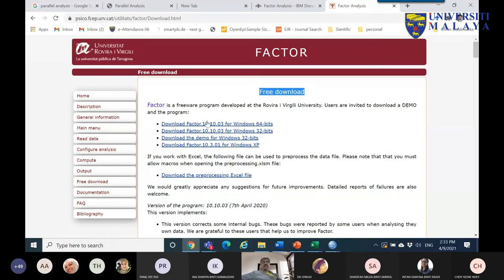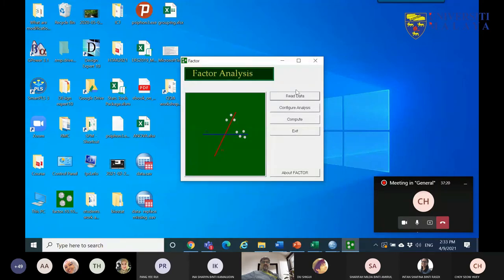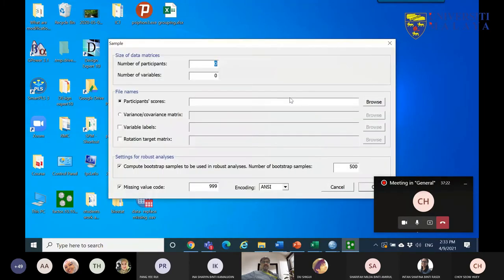Anyhow, it is available. The demo is for training, and there are three versions of Factor. The latest one here is Factor, as you can see here, 2020. So if you need to read the data, and the point is here, bootstrap.